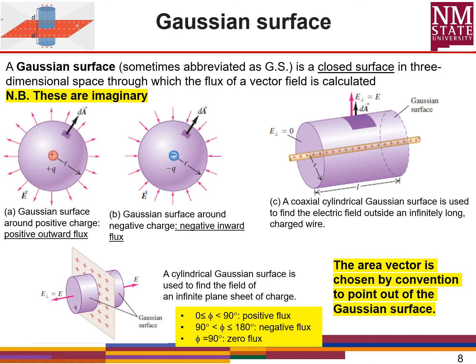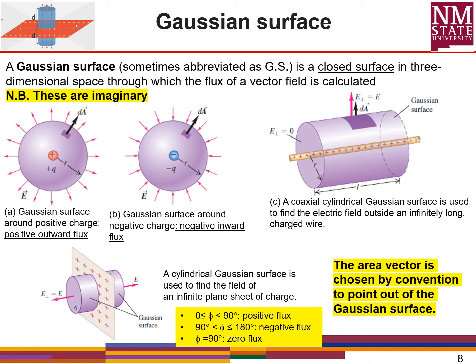Now let's try to understand what's here. Here we have a spherical Gaussian surface and the flux is outward. And here we have a spherical Gaussian surface and the flux is inward. The third example is how you can define a Gaussian surface for an infinitely long charged wire. Here you can see a cylindrical Gaussian surface. The last example is the Gaussian surface for an infinite plane sheet of charge. Here it's the same thing as part C, so we have a cylindrical Gaussian surface. Those are some examples of Gaussian surfaces.